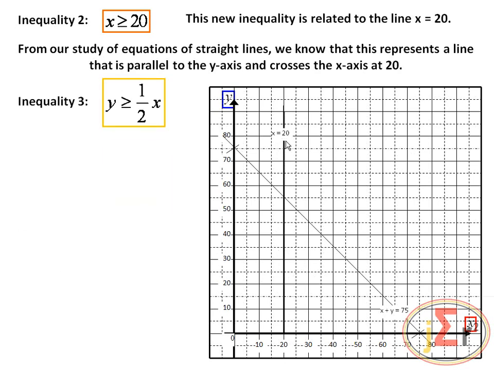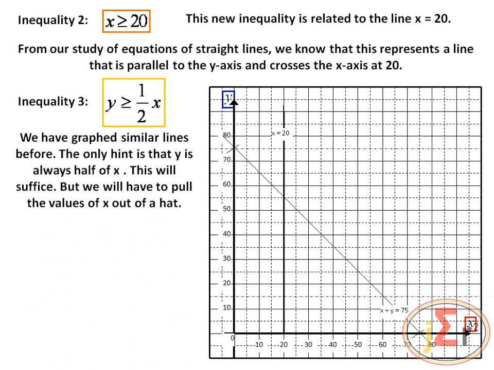Inequality 3. Y is greater than or equal to a half of x. We have graphed similar lines before. The only hint is that y is always half of x. According to what we have in the inequality, if we are going to graph the related straight line, we are going to graph y is equal to a half of x. Now, the only hint is that y is always a half of x.